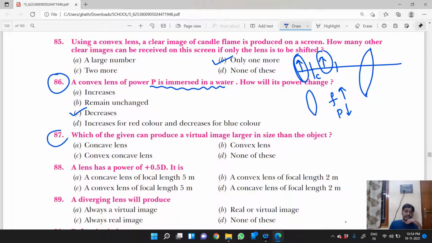Next, 87th: which of the given can produce a virtual image larger in size than the object? That is either a concave mirror or a convex lens. Answer B is correct here.